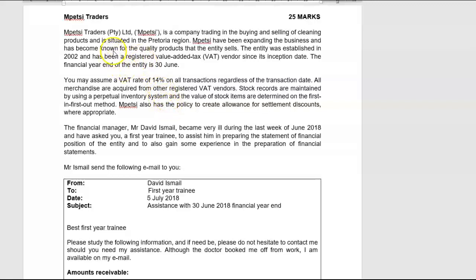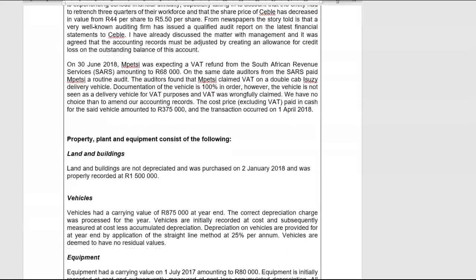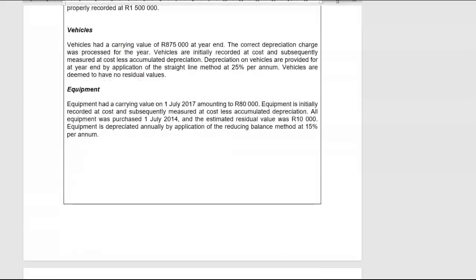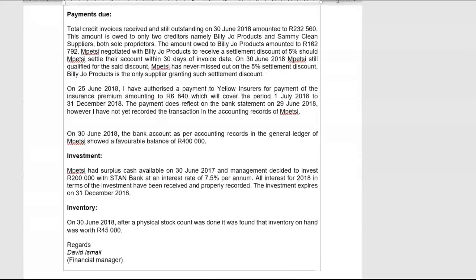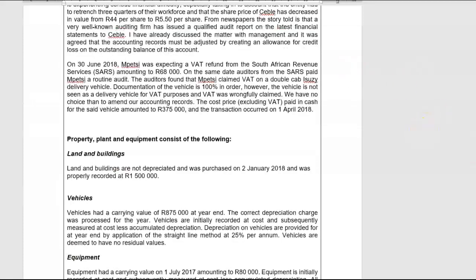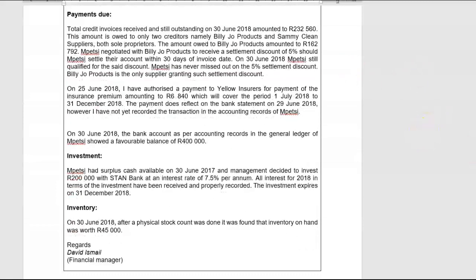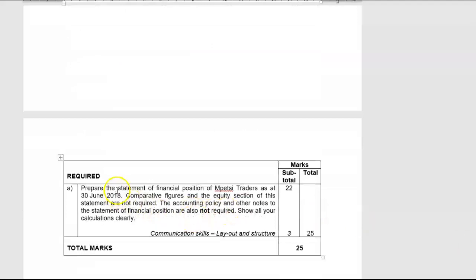Mpetsi Traders, this is a very nice question, and the reason I'm saying that is purely the layout of the question. It is in an essay type of format. It's an email that one guy sends to another guy, you, giving you a lot of information, but nowhere is there a table with all kinds of amounts that you're just going to add and subtract. Everything is, like I say, in essay format.